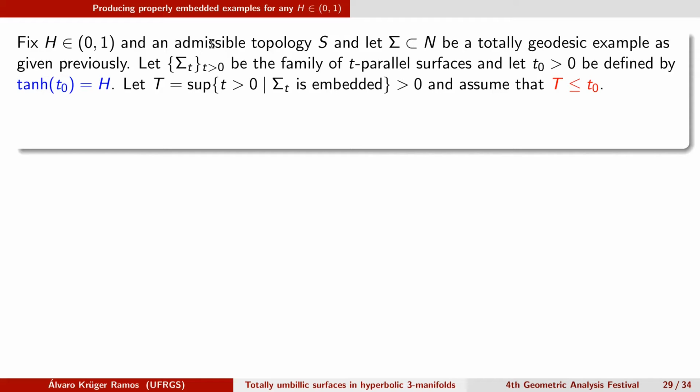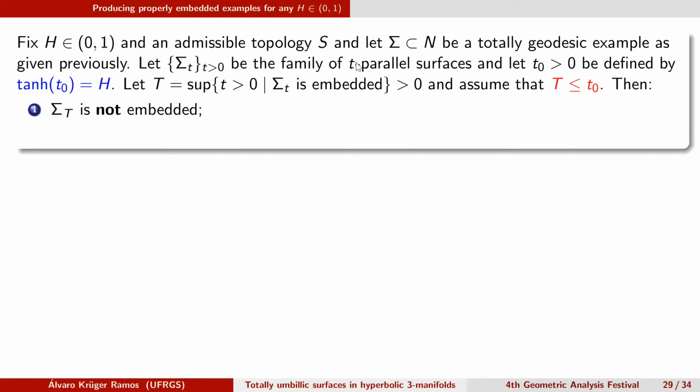Now, we take the supremum value T such that the t-parallel surfaces are still embedded, and we assume that this t naught is bigger or equal to this supremum, because if t naught was less than T, then sigma t naught would be embedded, and we have reached this value of the mean curvature. So we have to assume that t naught is bigger or equal to T.